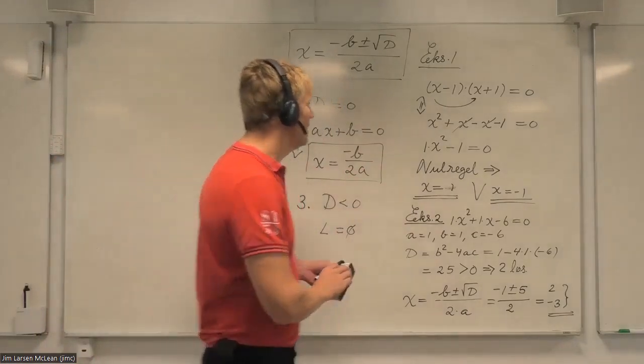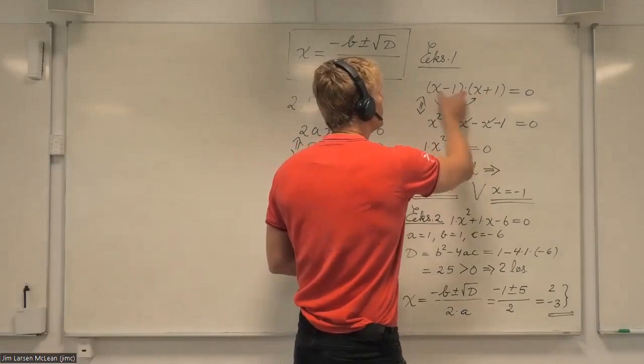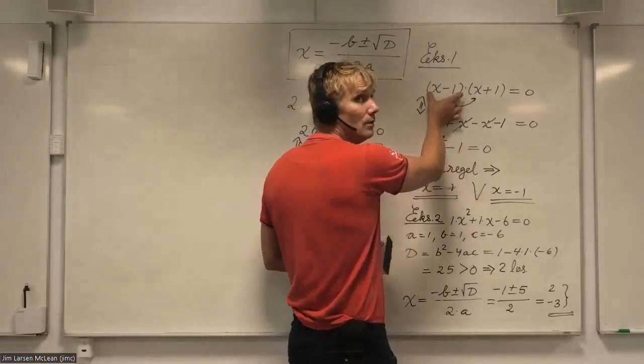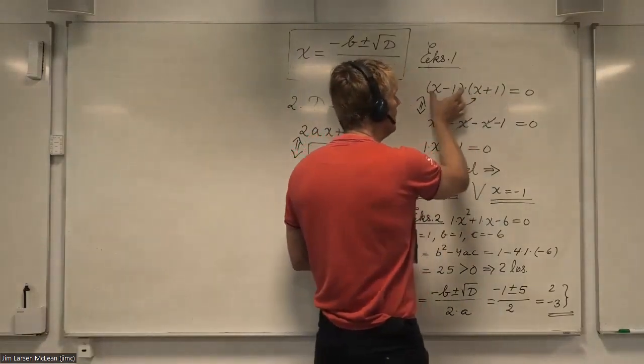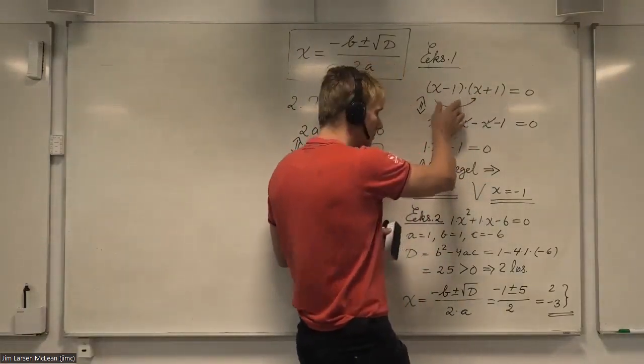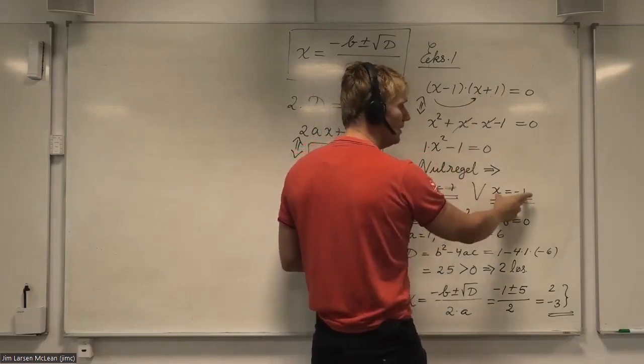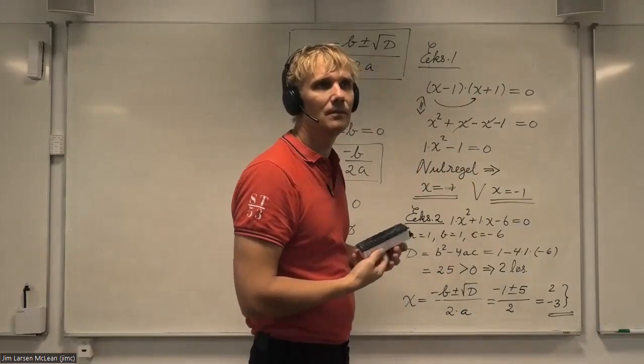I said, since it's a product between two numbers that needs to equal 0, I could just use the zero product rule and say either one factor has to be 0 or the other has to be 0. What does x have to be for that to equal 0? What does x have to be for this to equal 0? Minus 1, and then we're done.